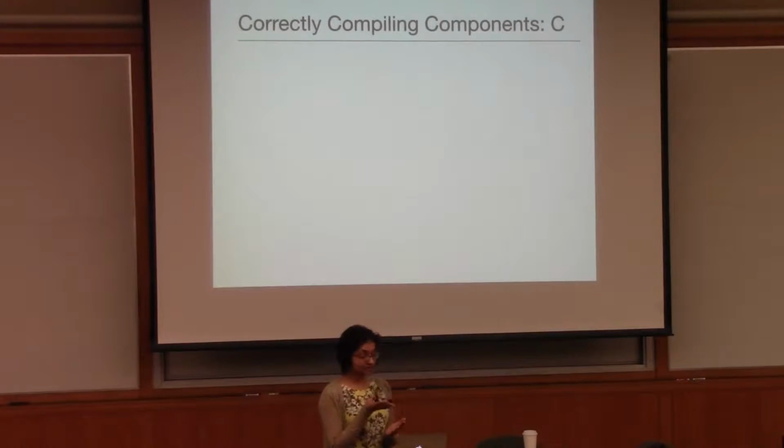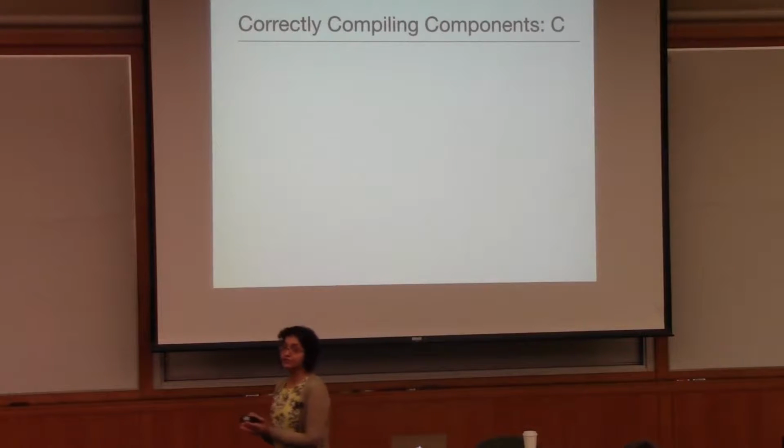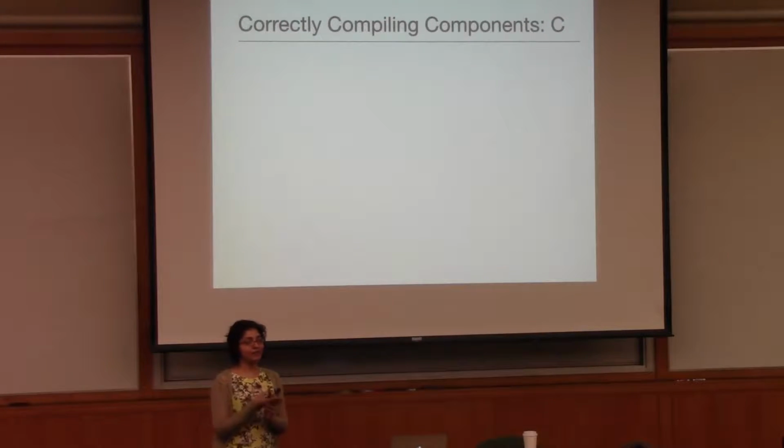Today I want to do a case study. I want to take a particular compiler transformation, closure conversion, and show you how we can use a logical relation to prove that correct, all right? But let me just say something about C compilers first, okay?